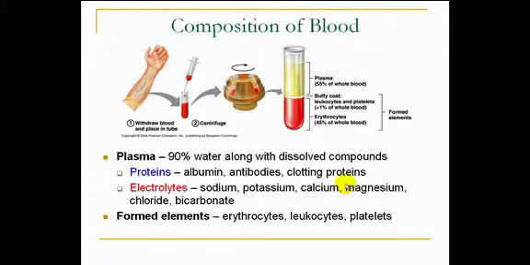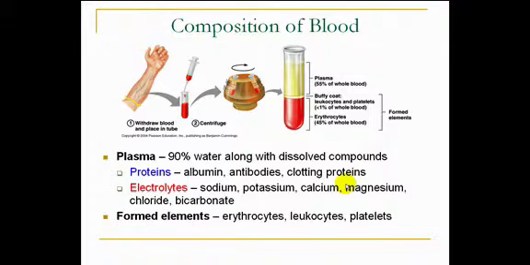Okay. So plasma is the fluid, and it's mostly water. 90% water is what makes up plasma. And then there are some things dissolved in the plasma. The main thing is you have a lot of proteins found in the plasma. And we'll talk about these different proteins on our next slide, but some examples of the proteins that you might be familiar with are albumin, antibodies for your immune system, and then clotting proteins, which are all floating in that plasma.